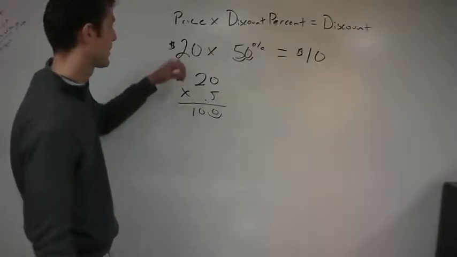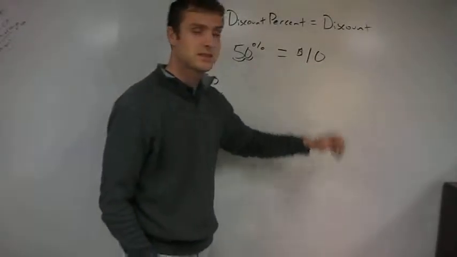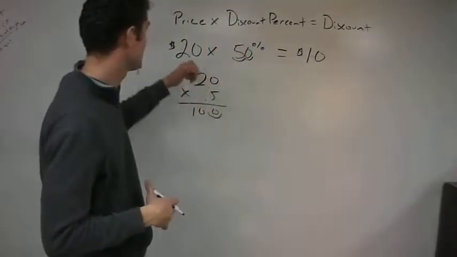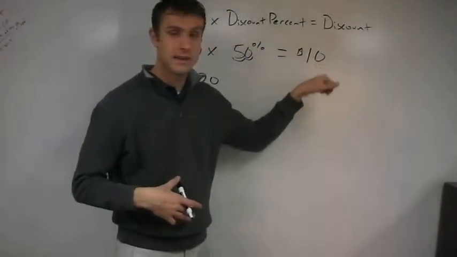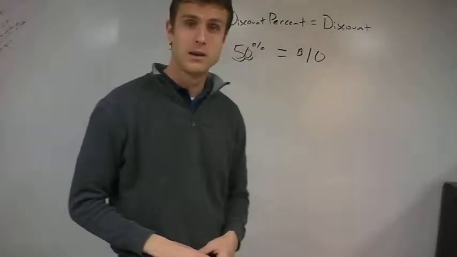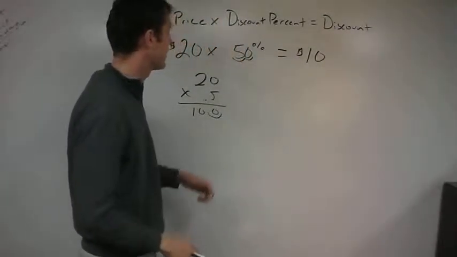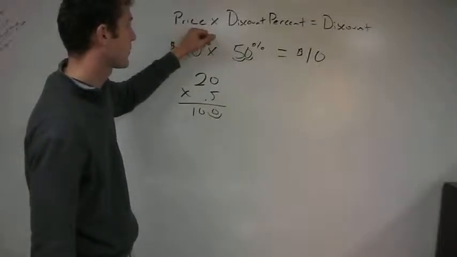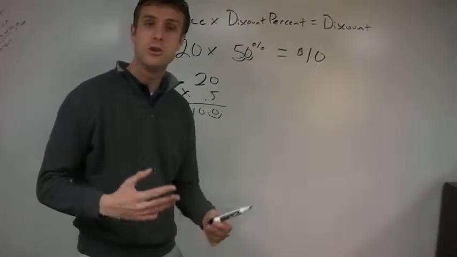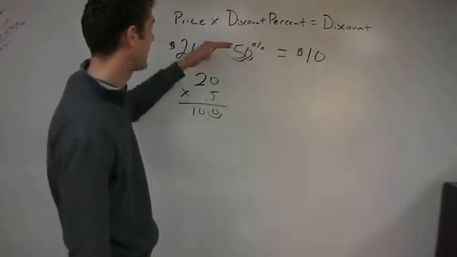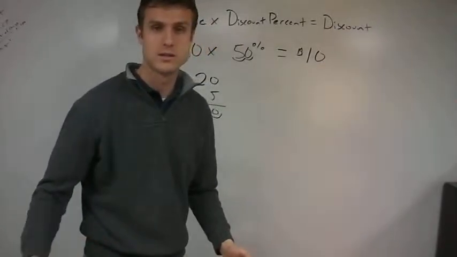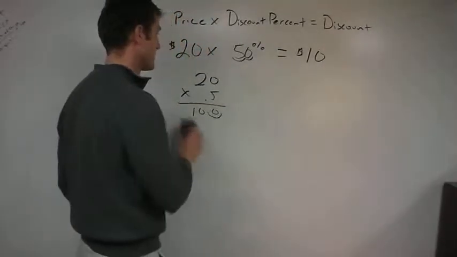So in this case, since my original price is $20, my discount is $10, the amount I'm going to pay is going to be my price minus my discount. 20 minus 10, I would pay $10 for that item. So for discount, my formula is the original price times the discount percent will give me my discount. If I want the new amount that I'm paying, I'm going to have to do my original price minus the amount that I figured out that's going to be my discount amount.